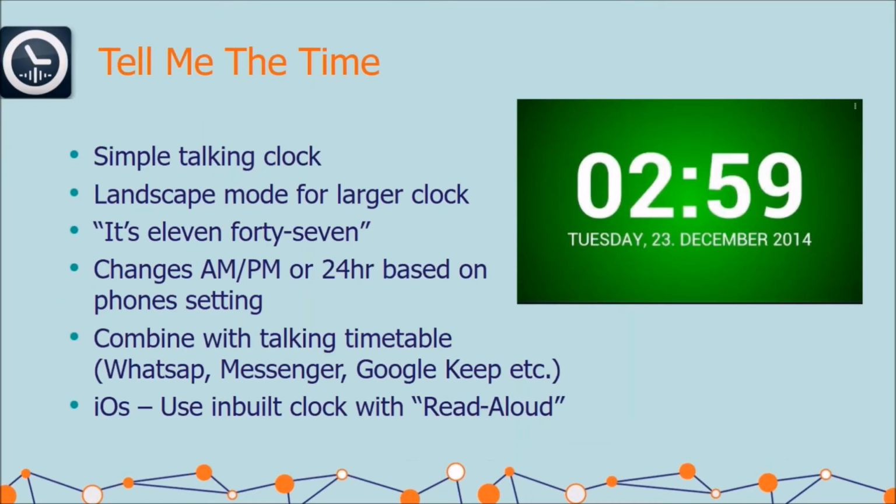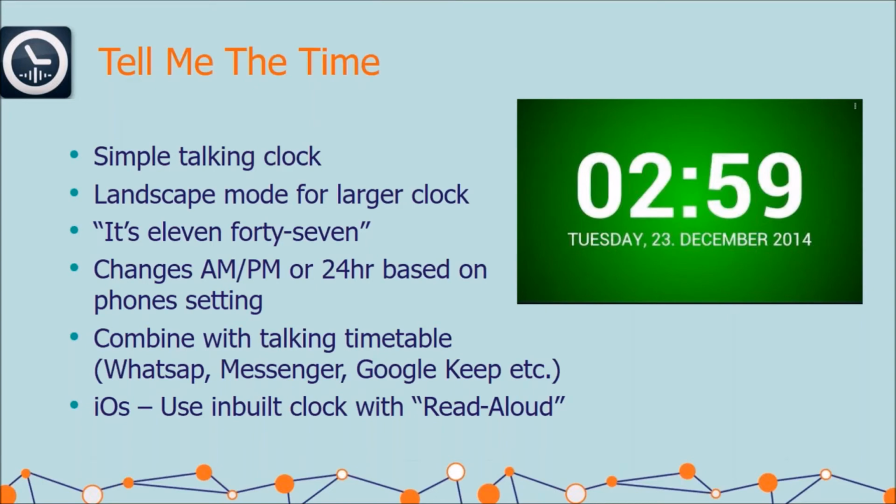Now, this one is really simple, but actually it's also been very popular. It's a talking clock. It's got very clear visuals. If you need a larger clock, you can just turn your phone to the landscape mode. So just turning it on its side and it will adjust. The way that it talks is it's 11:47, so it's quite clear. It can change to AM or PM or 24-hour based on the phone setting itself. So it isn't settings within the app. If you need to change it between AM and PM and 24-hour, you need to go into settings within your device.